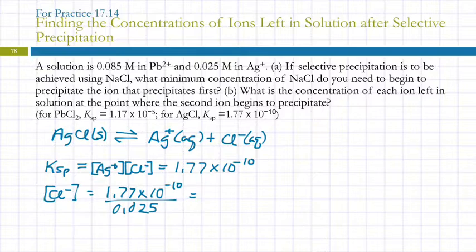So 7.1 times 10 to the minus 9. Any questions about that part? What's the concentration of each ion left in solution at the point where the second ion begins to precipitate?